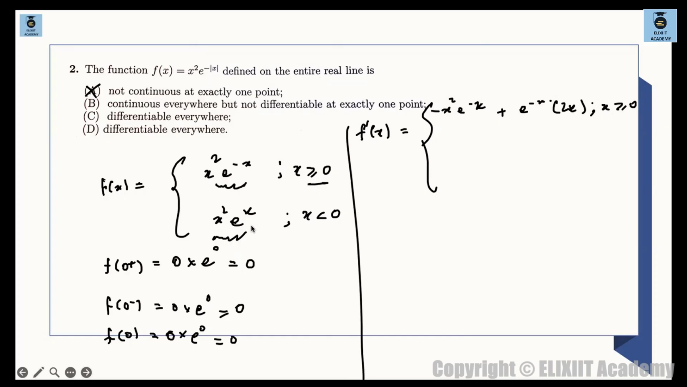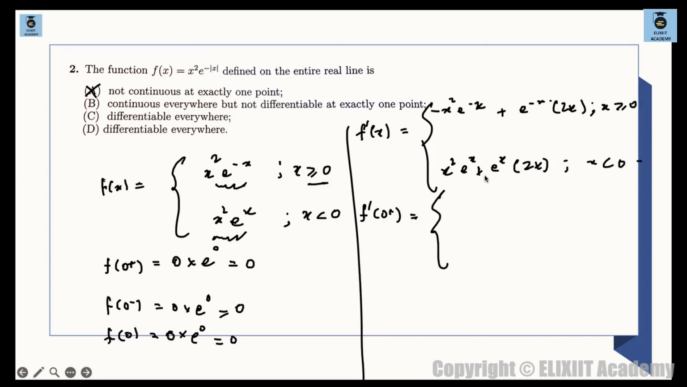And then next we have x square into e raised to the power of x, differentiating this. So we have x square into e raised to the power of x plus e raised to the power of x into 2x. And this is when x is less than 0. So now we check for f dash of 0 plus, because the function is changing its definition at 0. So we'll check at 0 plus.